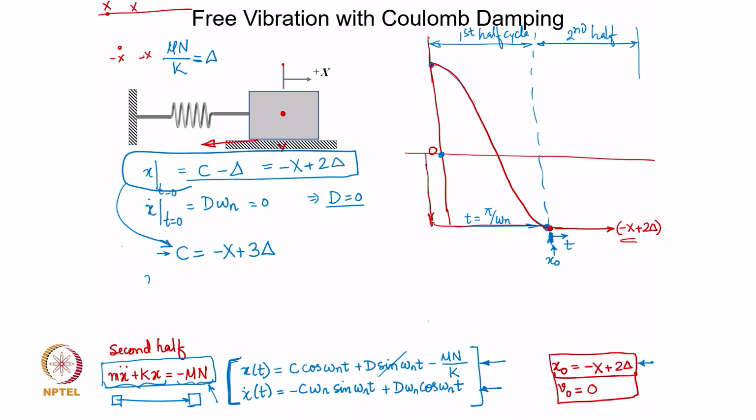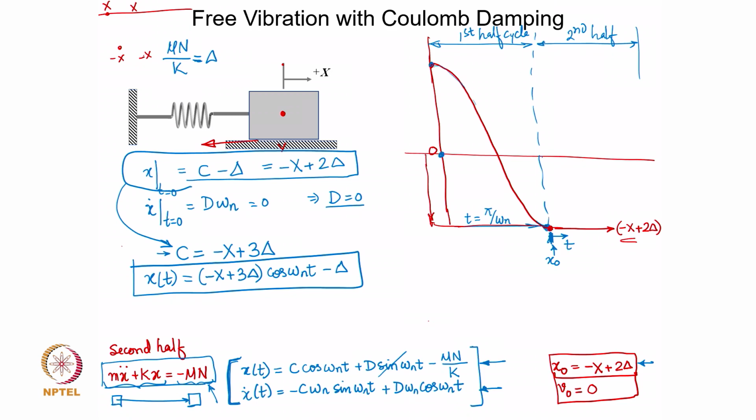So, now I will write x of t, the response in the second half cycle, to be equal to C, which is minus x plus 3 delta, okay, cos omega n t, and d being 0, it simply is minus delta, because I am writing mu n by k as delta. So, with this I have the response obtained for the second half cycle. So, this is the response that governs the vibratory motion in the second half of the total oscillation.